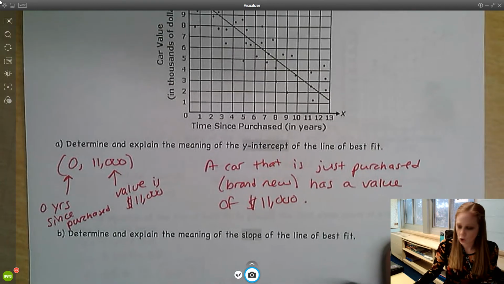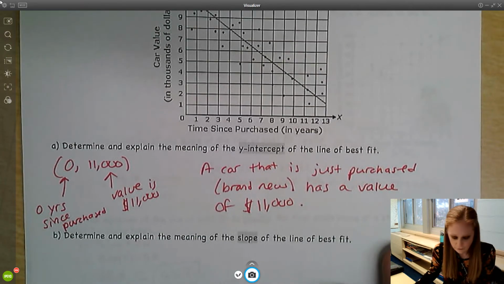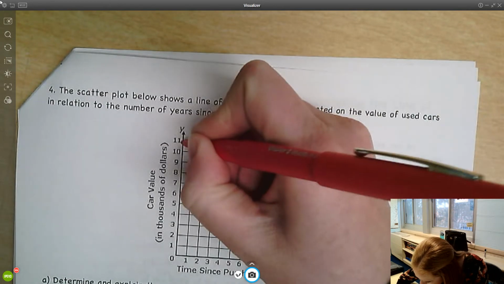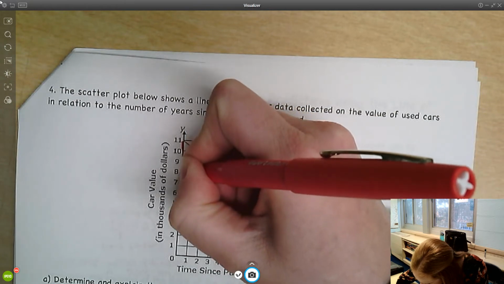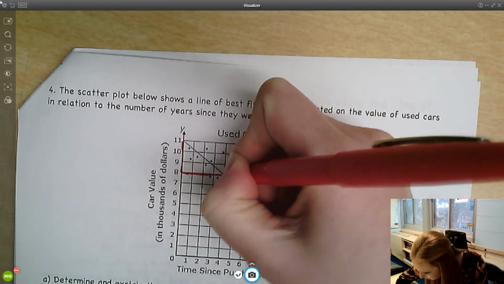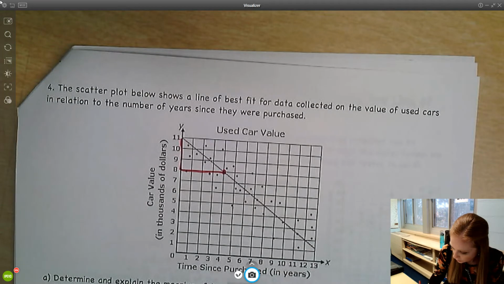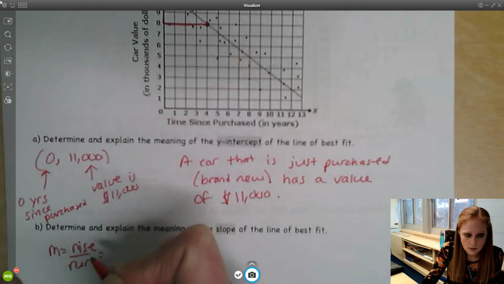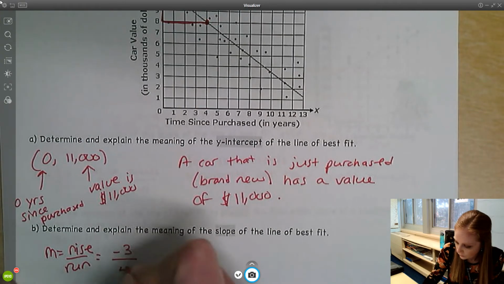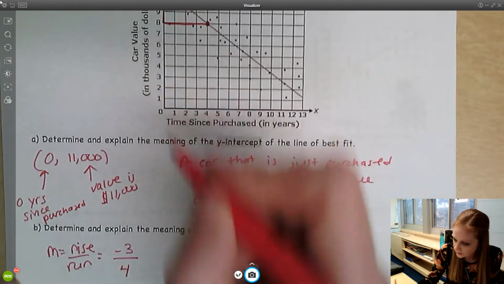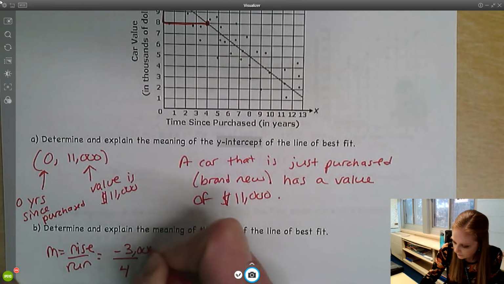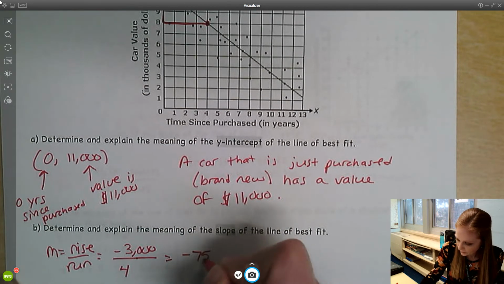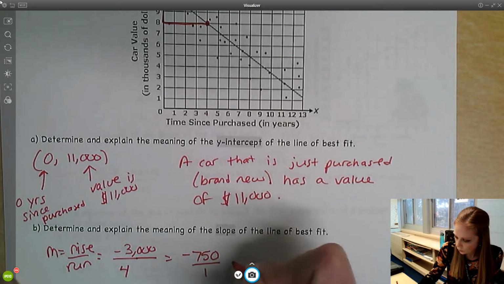Okay, and then the slope. All right, so we're going to have to figure it out. So we could do rise over run. I see another nice point right here. So we're going down 1, 2, 3, and then we're running 1, 2, 3, 4. So our slope, which is our rise over run, can be written as -3 over 4. But it's important to note that this is down 3,000 over 4. And if you simplify that, you're going to get -750 over 1.